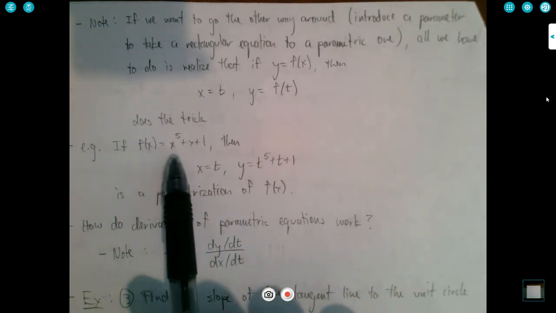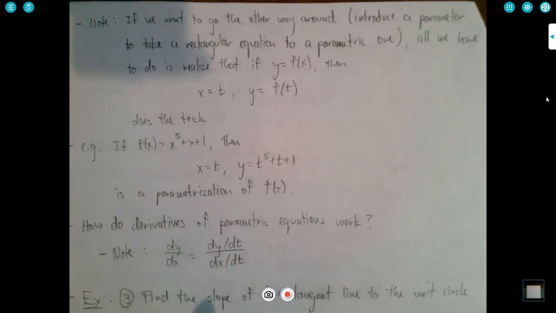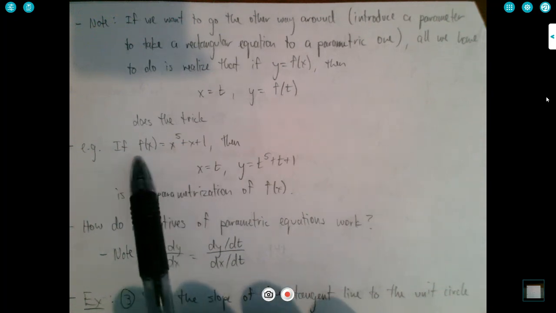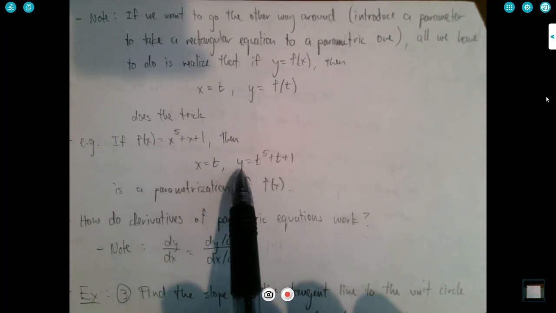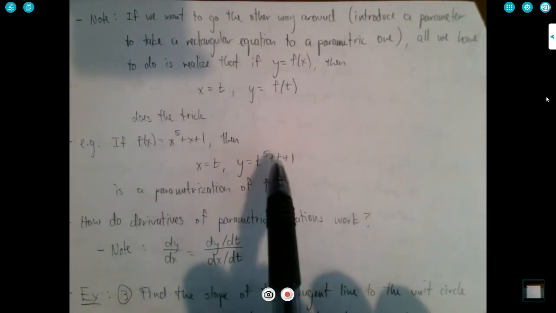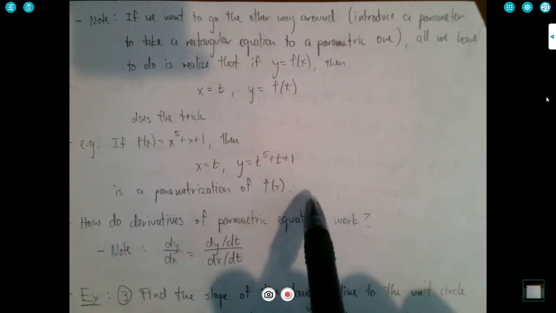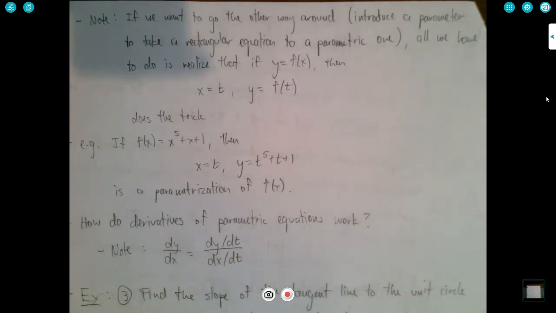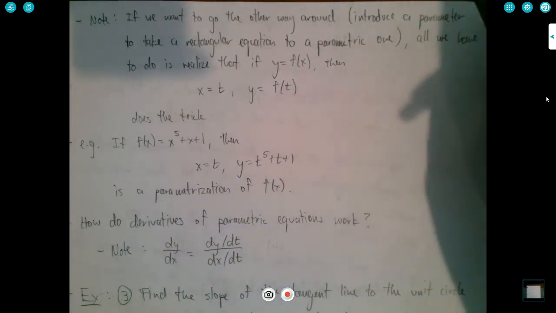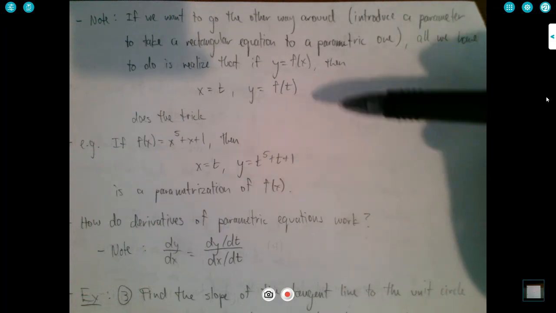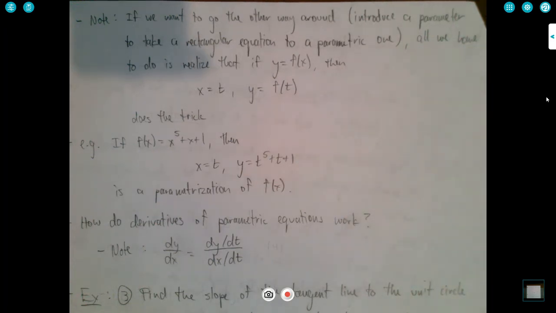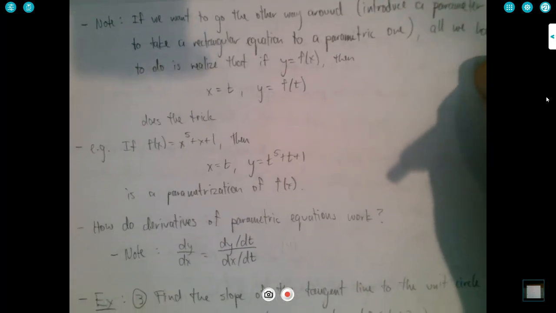For example, if f of x is x to the fifth plus x plus 1, then if you wanted to turn this into a parametric equation, all you have to do is say, well, let x be t, and then let y be t to the fifth plus t plus 1, and then that's a parameterization of f of x. So there's really nothing to that, right? Going the other way around is really simple. That said, maybe I should point out that there are infinitely many ways to parameterize a curve, right? This is just one of them. Okay.